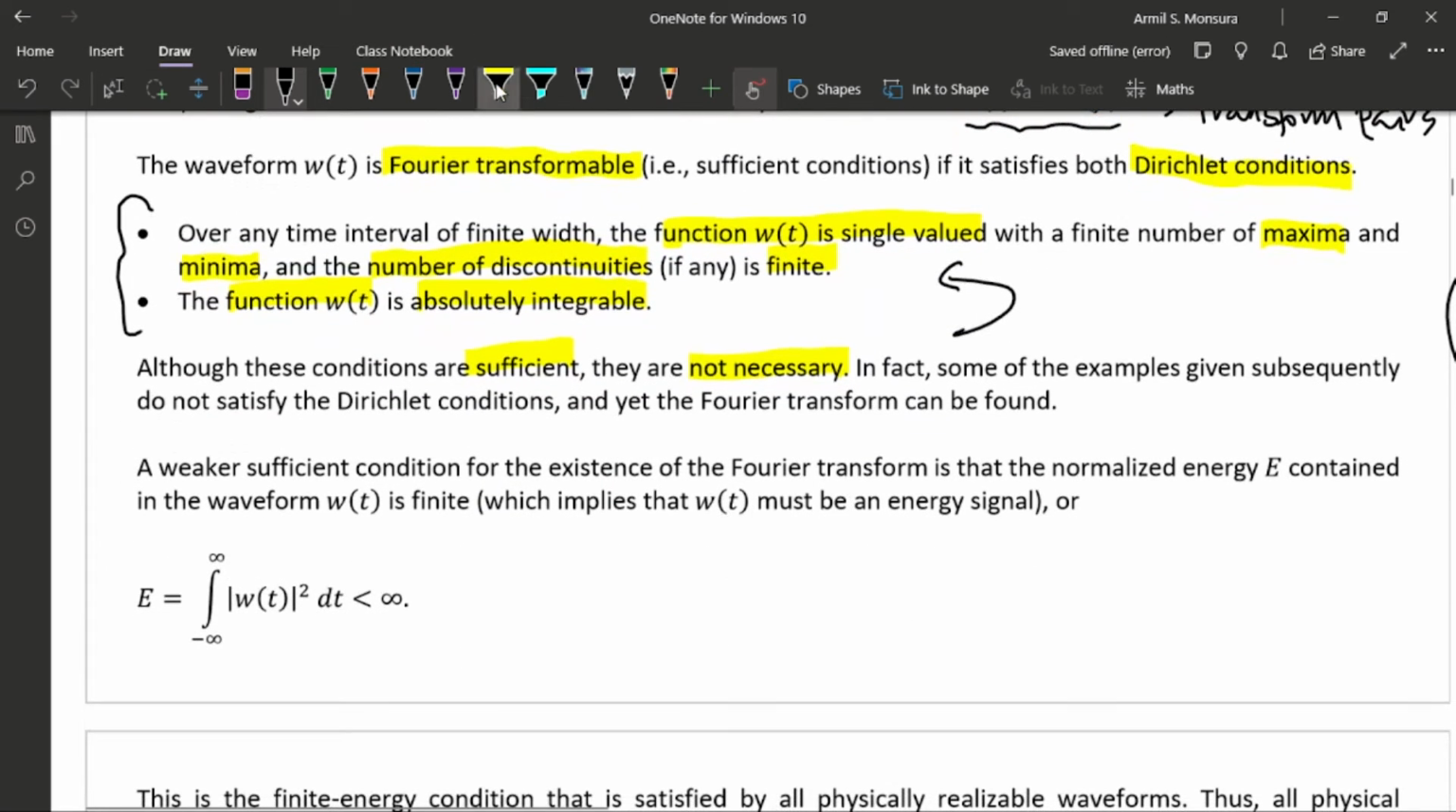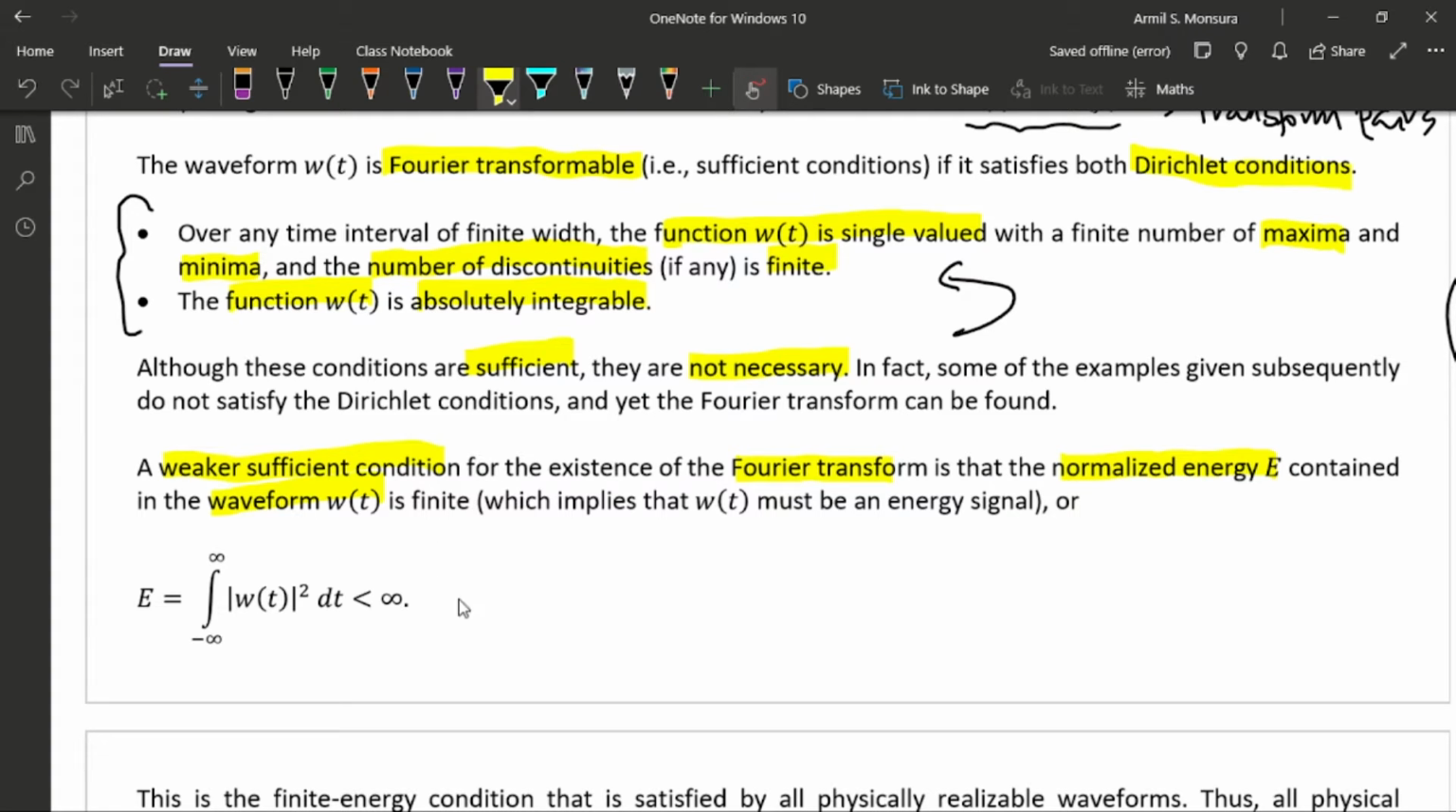Now, a weaker sufficient condition for your Fourier transform to exist is that the normalized energy contained in the waveform is finite. If you remember, we discussed in the previous lesson energy waveforms and power waveforms, and we learned how to compute the energy and power of a waveform. So if a waveform is considered an energy waveform, it has a Fourier transform.